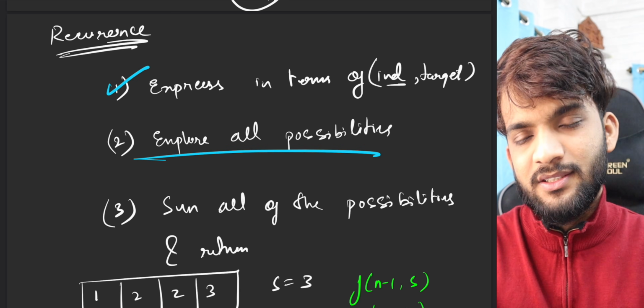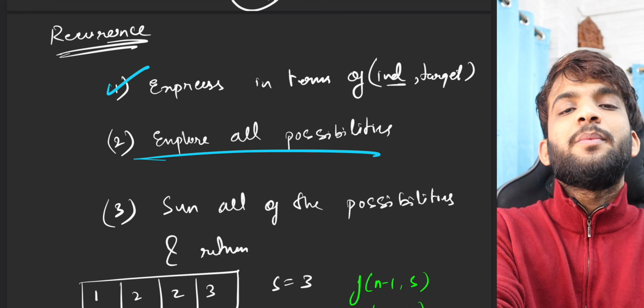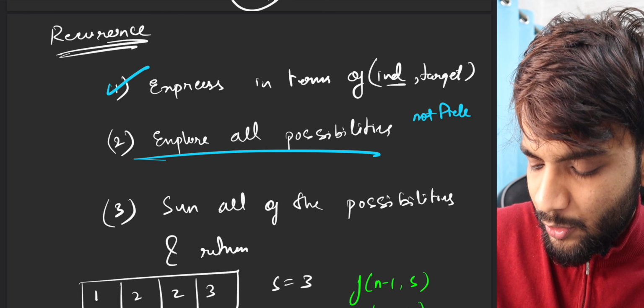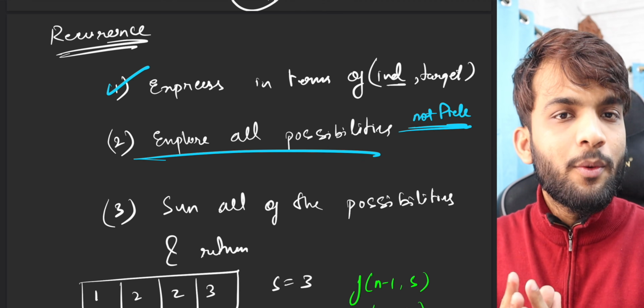Explore all possibilities. In subsequences, what are the possibilities? One is the not pick, where you say that guy will not be part of the subset.